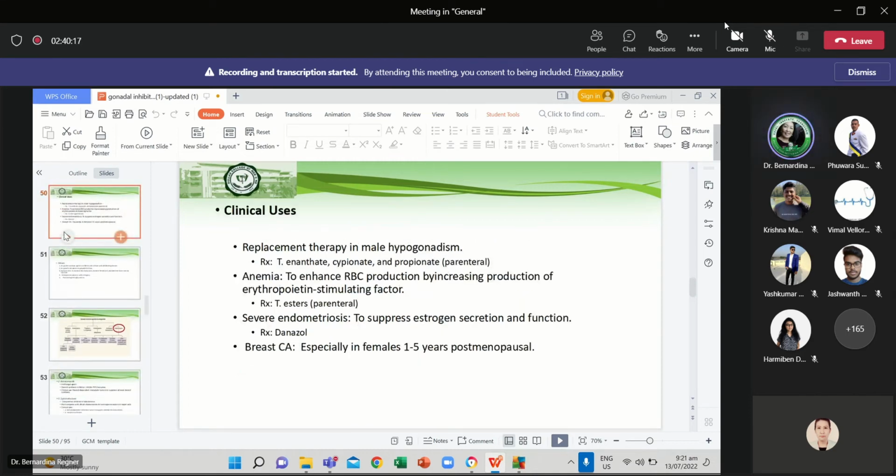Okay, clinical uses. Clinical uses of testosterone. Replacement therapy in male hypogonadism. Examples will be testosterone enanthate, cypionate, propionate. This is given parenterally. And anemia, to enhance red blood cell production by increasing production of your erythropoietin stimulating factor. Severe endometriosis, to suppress estrogen secretion and function. Treatment here is danazol. In breast cancer, especially in females 1 to 5 years post-menopause.